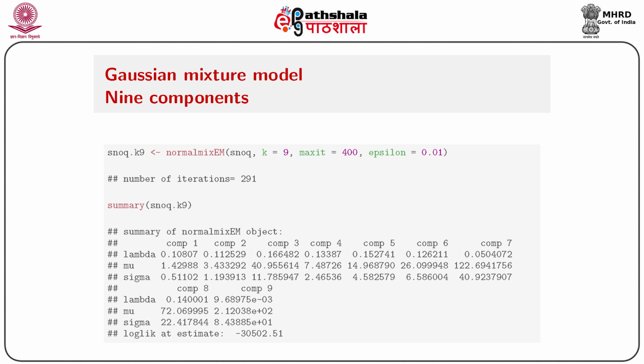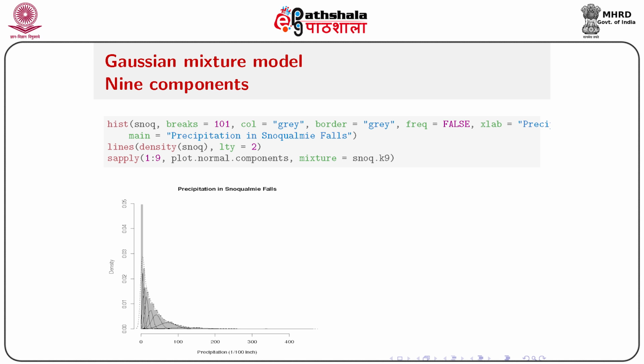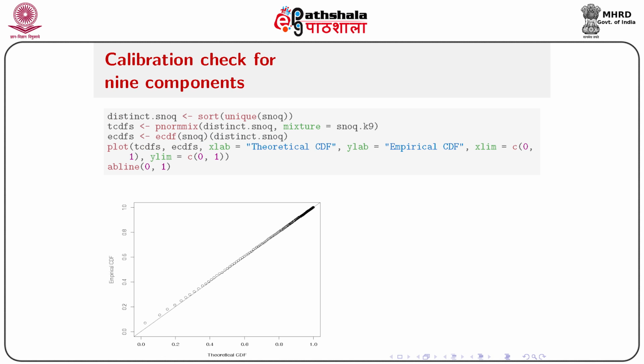So the 9 component Gaussian mixture model can be fit here. That is the normalmixEM function from the mixtools package, which can be called by just specifying k equals 9. That will fit the 9 component Gaussian mixture, and if you plot it like previously, you will see that it gives a better fit than the 2 component model, and that can be cross validated. If you see the empirical CDF against the theoretical CDF for this 9 component Gaussian mixture, it's showing a straight line. That means it's a perfect fit.